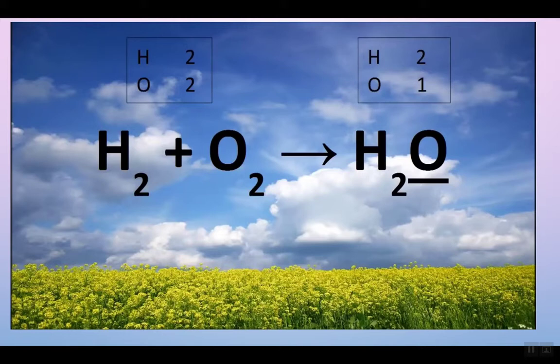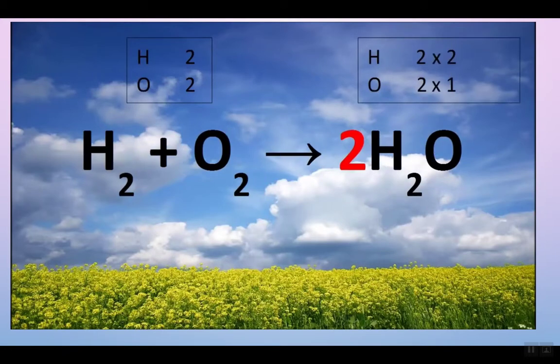Now this is unbalanced because although we have 2 hydrogens on each side, we only have 1 oxygen on the right side and 2 on the left-hand side. Now, the law of conservation states that we must have exactly the same amount of atoms at the start of a reaction as at the end of the reaction. So, we need to double the amount of oxygens on the right-hand side. To do this, we simply put a 2 in front of the compound H2O.